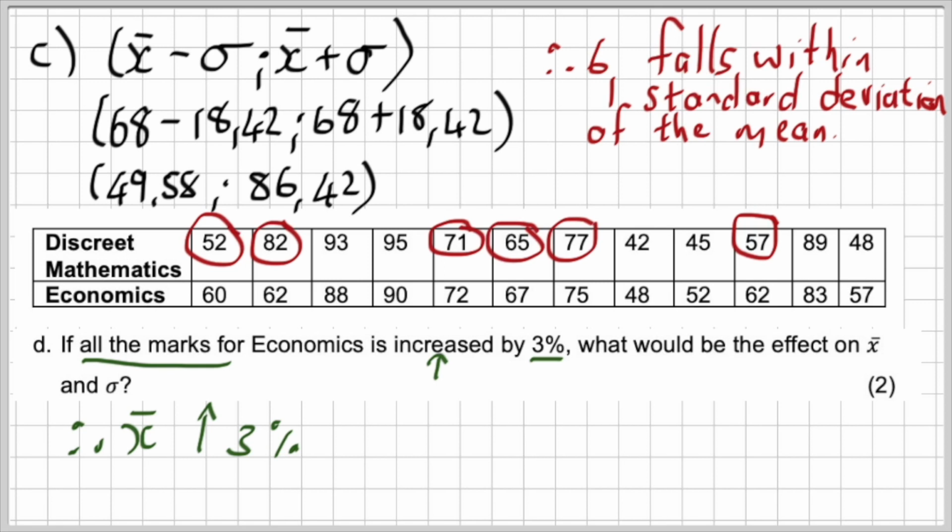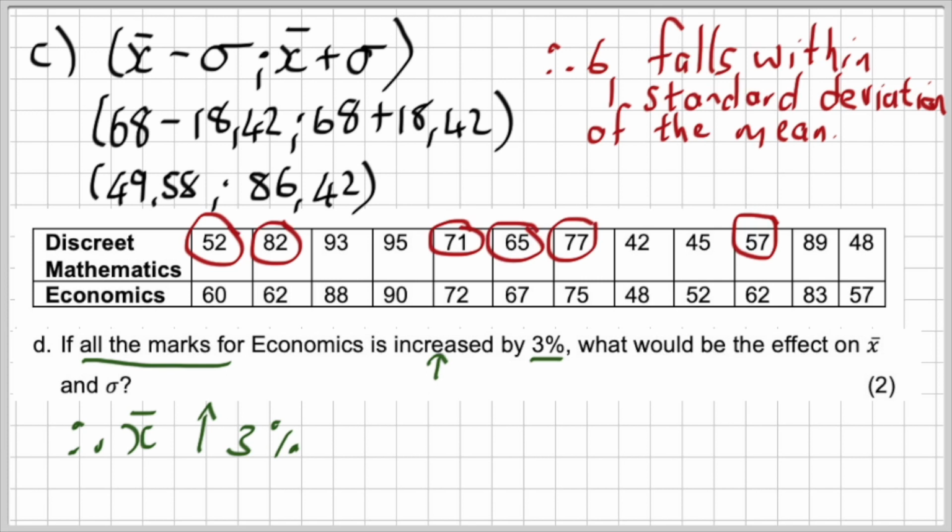Again, just think about this. What does the mean? I'm sorry for making that really bad joke, but what does it mean? It means if I pick someone at random, I expect the economics mark to now be increased by 3%.